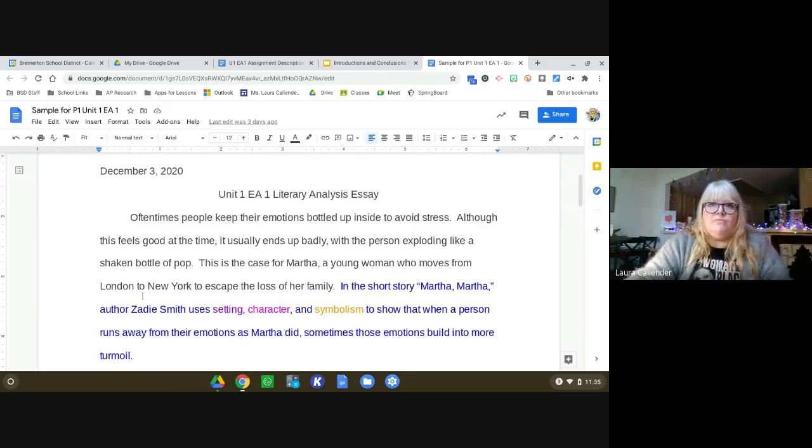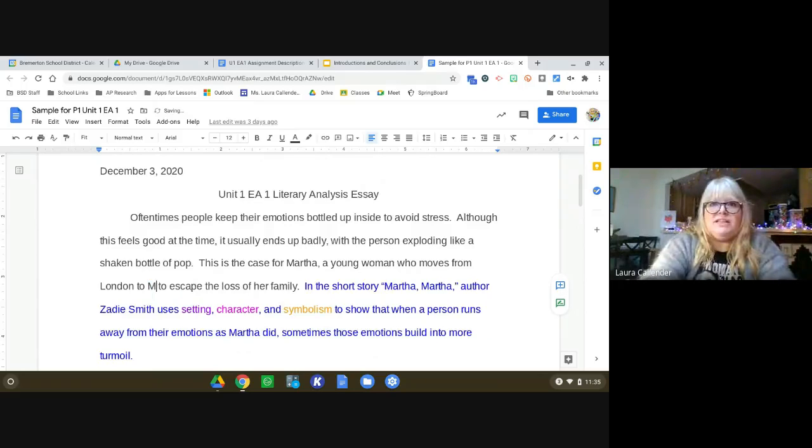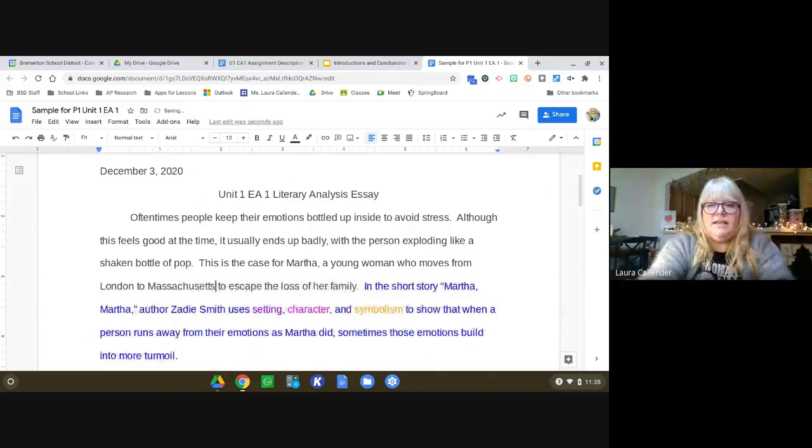And I actually am wrong. She moved to Massachusetts. I don't know why I put New York there. And I'm going to spell this wrong. So I think that's right. Let's see. Oh, it is. To escape the loss of her family.